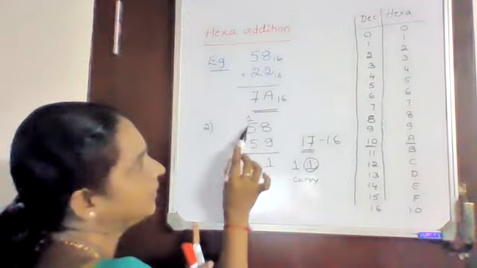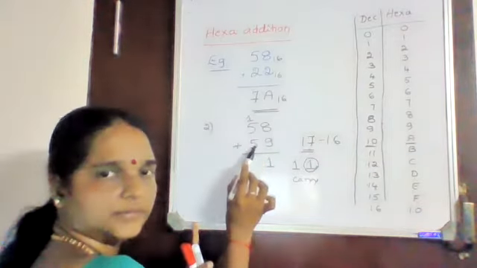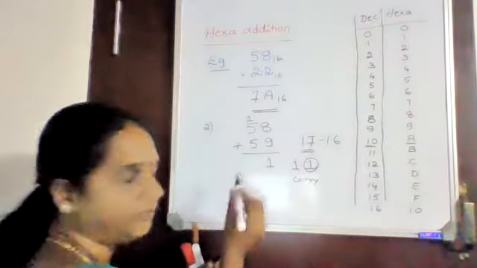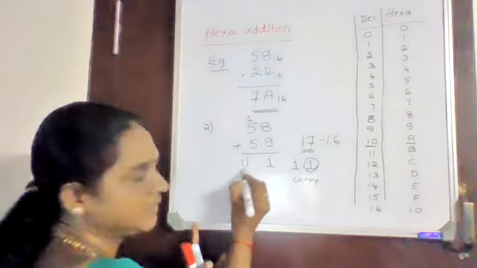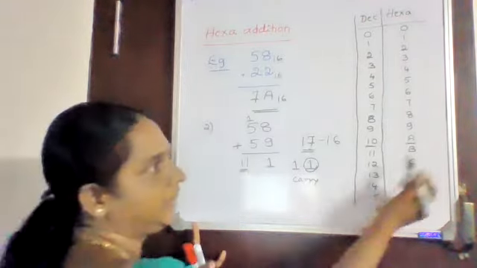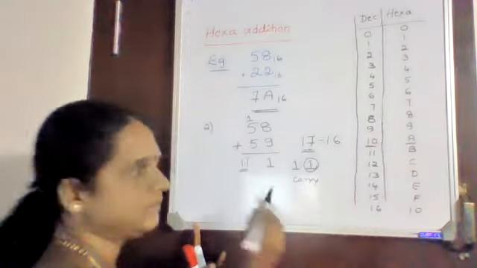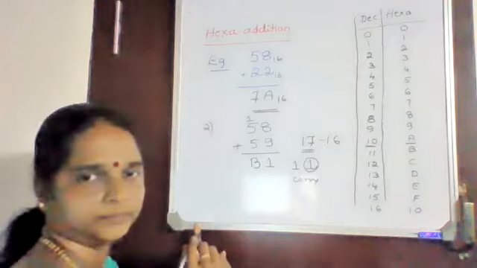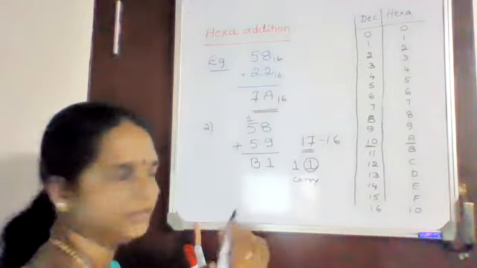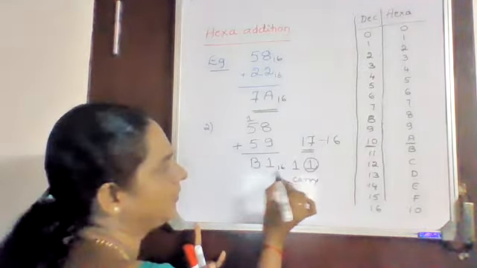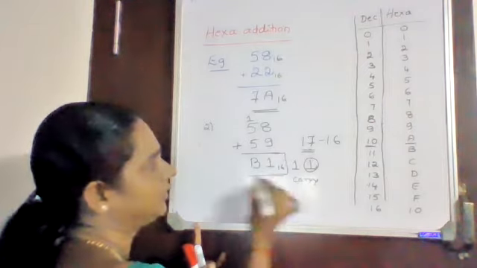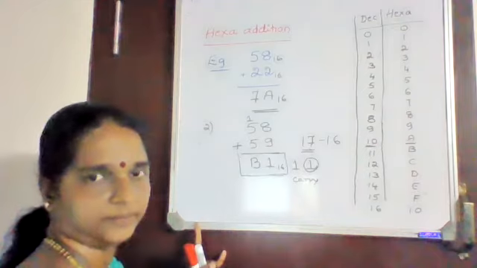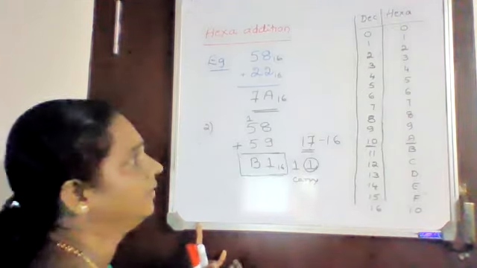So here it becomes 1 plus 5 plus 5. 5 plus 5 is 10, plus 1 is 11. You cannot write 11 because this is in decimal again. The equivalent value for 11 is B. It is equal to B. B1 is the equivalent value of this addition, 58 plus 59. Getting?